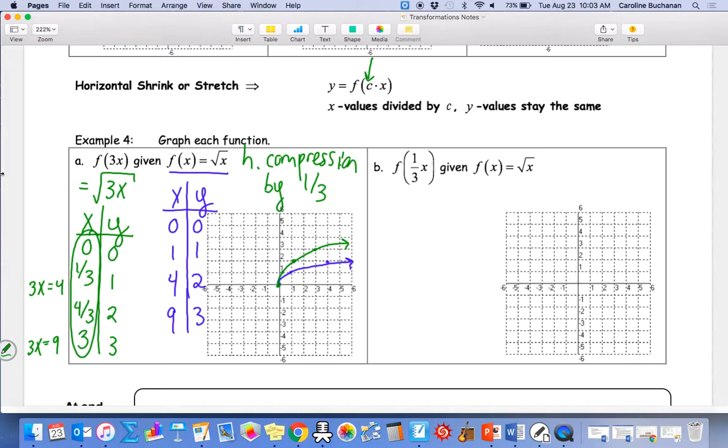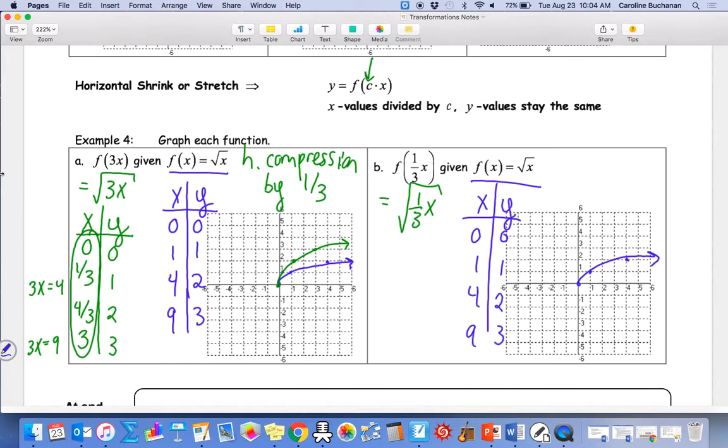We're going to see a similar idea in part B. So part B, again, we have the same parent function, the square root of x, but now we're asked to find f of 1/3 x, meaning we're taking the square root of 1/3 x. So let's again use a table of values to help us. We'll copy our previous table for the square root of x. We have the points 0, 0, 1, 1, 4, 2, 9, 3. And let's see what happens with the square root of 1/3 x.